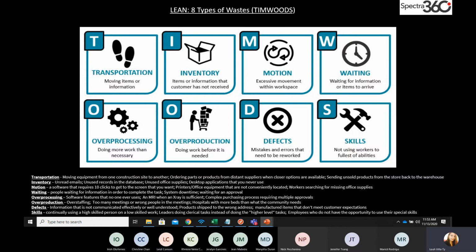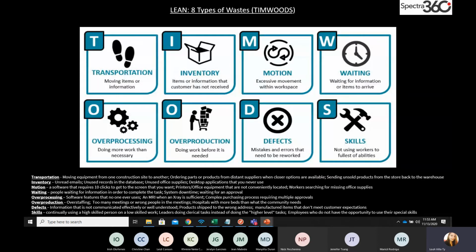So that's waiting. Overprocessing means doing more work than necessary. Examples would be software features that no one ever uses and you're paying for it. In the hospital setting, it could be an MRI wherein an X-ray is just sufficient, so you don't have to pay for the MRI. Or complex purchasing processes requiring multiple approvals.